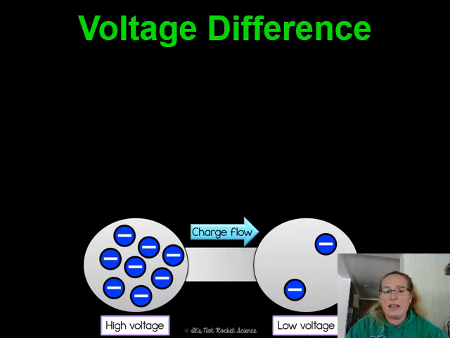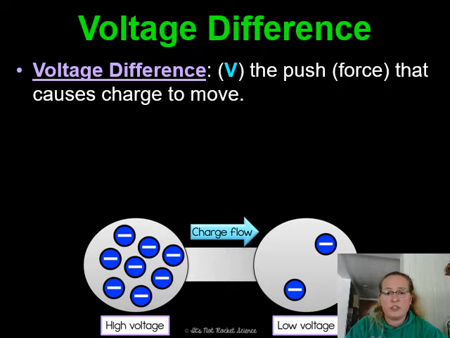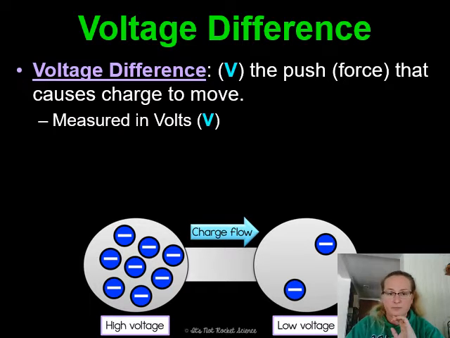Now, we talked about amps, and sometimes this gets confused with voltage. So voltage difference, voltage is the push. Now remember, we talked about forces, and so it's the force that causes the charge to move. And so it's the force that causes electrons to move from an area of high electron concentration to an area of low electron concentration. So we talked about how heat, for example, moves from an area of high heat to low heat. Well, electrons like to move the same way.